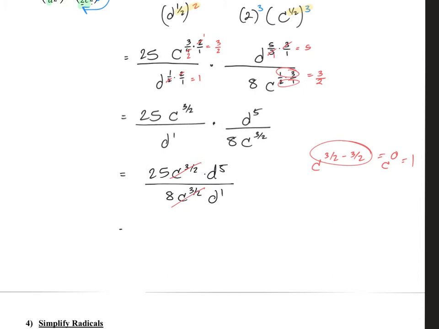Then we're left with 25 d to the 5th power over 8 d to the 1. Let's see, 25 and 8, they do not share any common factors, so we can't simplify them. But notice, we have two base d's, so we're going to go ahead and simplify those. That's d to the 5th minus 1, which would be d to the 4th. So we are left with 25 d to the 4th over 8.